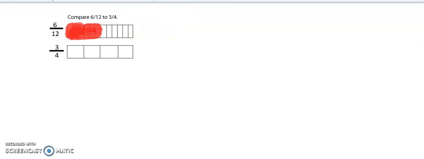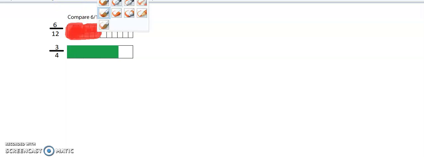Okay, and I'll do something a little bit different here. The next one is 3/4. So we'll take 3/4, 1, 2, 3 out of 4, and we'll fill that in as a solid color. Now we're looking at 6/12 and 3/4, and their bar models. If we take a line and draw it right down the middle, we can see that 6/12s doesn't go as far as 3/4.